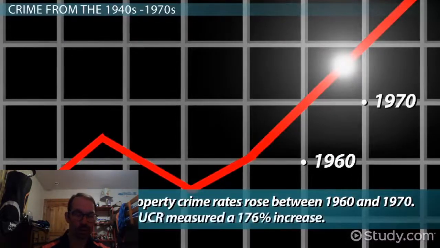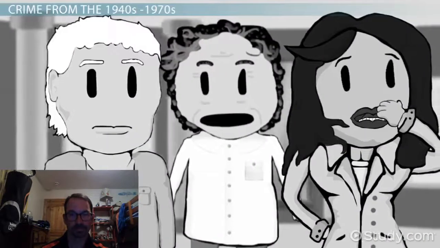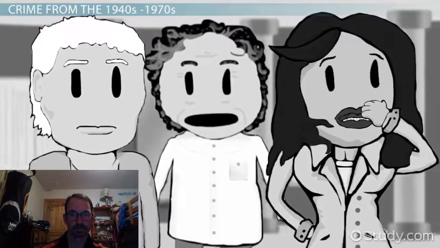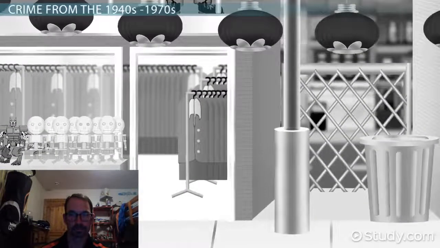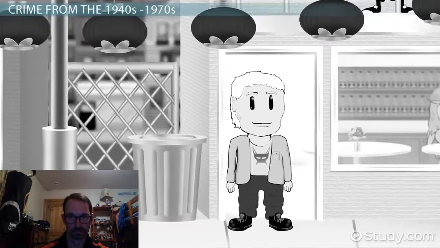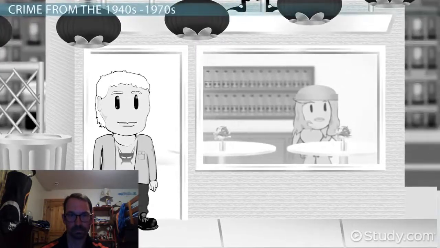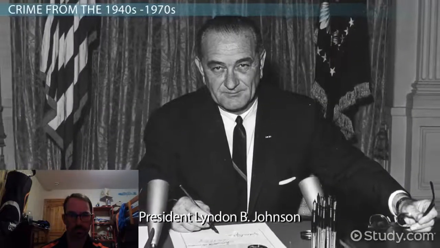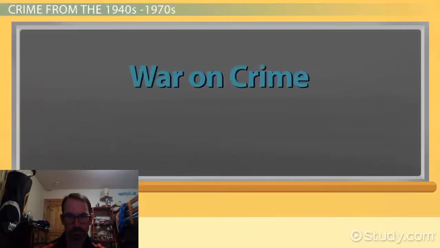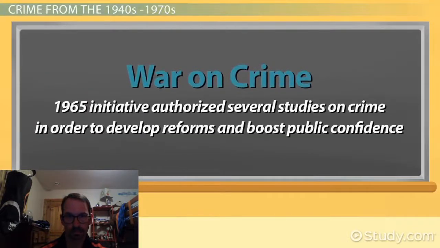The UCR measured a 176% increase. Around this time, crime became a national hot topic. By 1965, a poll showed that Americans viewed crime as the most serious issue in the country. This led President Lyndon B. Johnson to declare a war on crime. This 1965 initiative authorized several studies on crime in order to develop reforms and boost public confidence. This was a significant step in the federal government's role regarding crime, because crime was mostly a state thing.